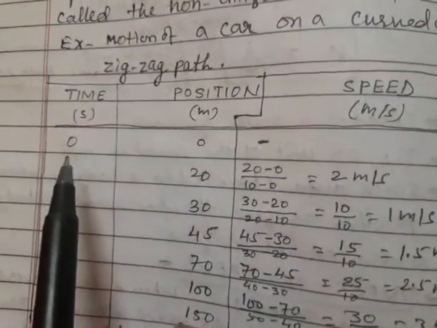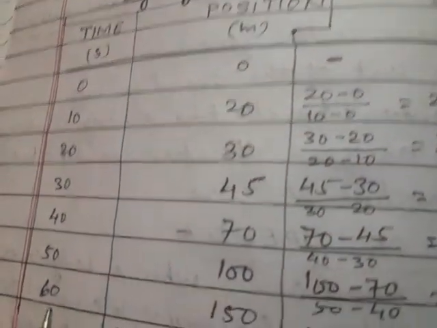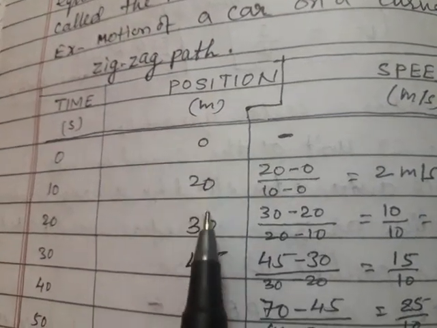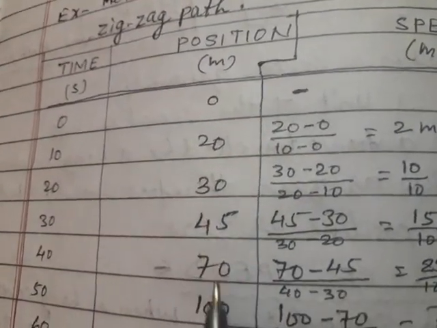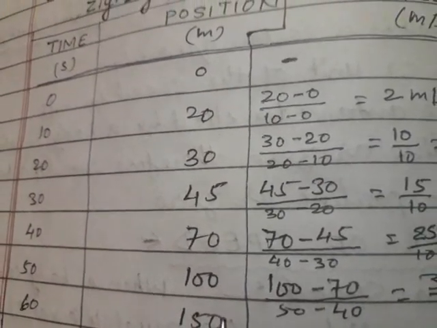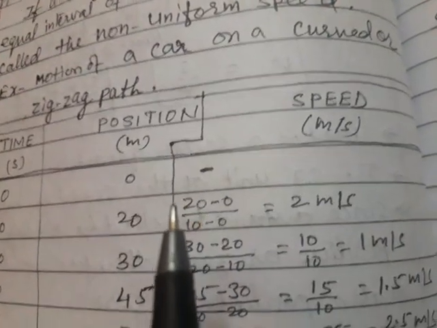Just take an example of this time-position table, and we find the speed of the object. The time interval is taken as 0, 10, 20, 30, 40, 50, 60. And the position of the object is 0, 20, 30, 45, 70, 100, 150. Now we are going to calculate the speed.